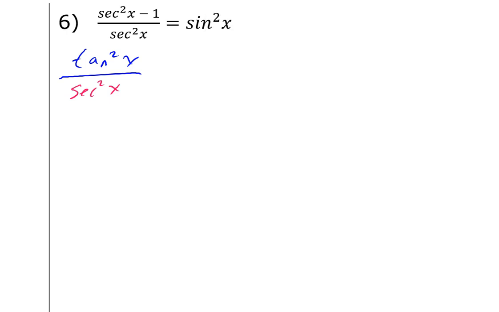Alright, so I am going to rewrite everything in terms of sine and cosine now. So tangent is sine over cosine. So my numerator will become, and this is squared, sine squared x over cosine squared x. That came from the tangent.